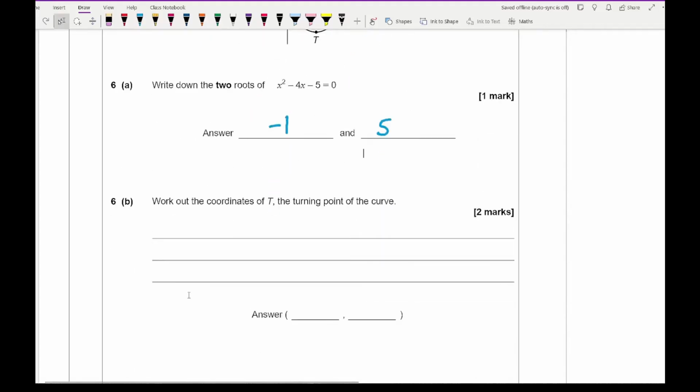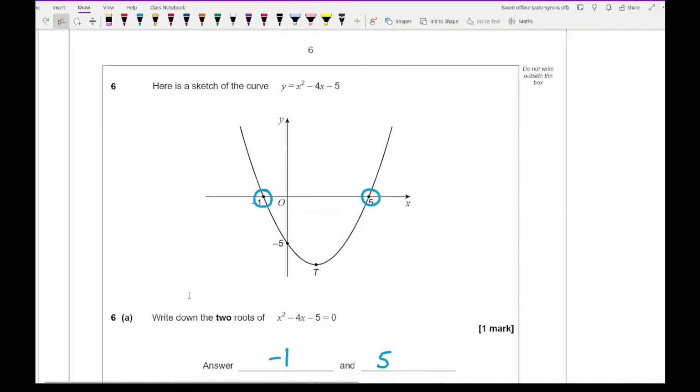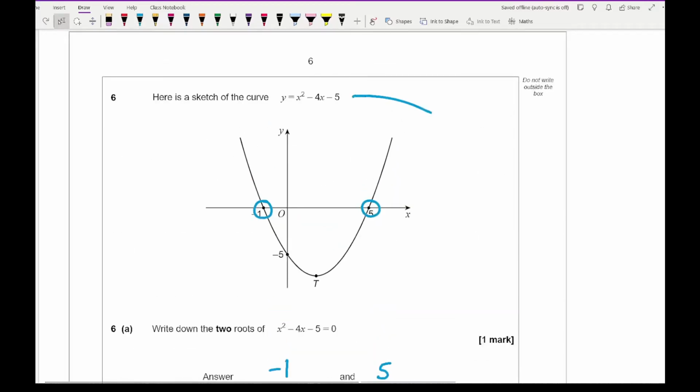The next question then says work out the coordinates of the turning point. So for this, what I need to do is use completing the square. So if I write down the equation first.